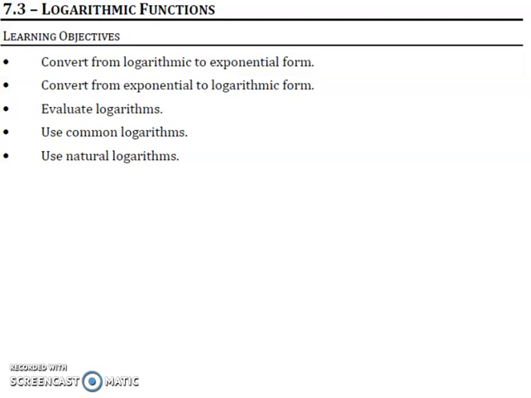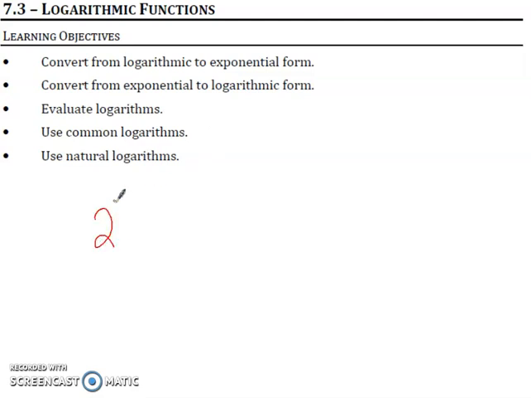Hello, in today's video we're going to be discussing section 7.3 on logarithmic functions. Logarithmic functions are functions that are inverses of exponential functions. What they will do is take your exponential function and solve for the exponent.